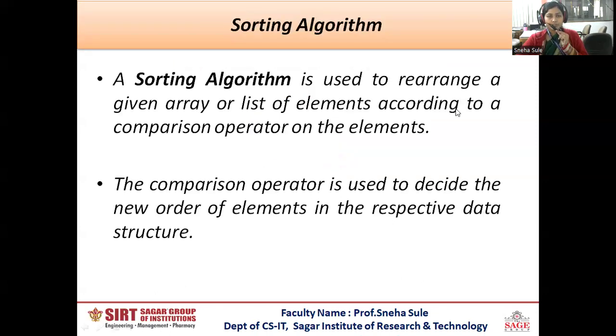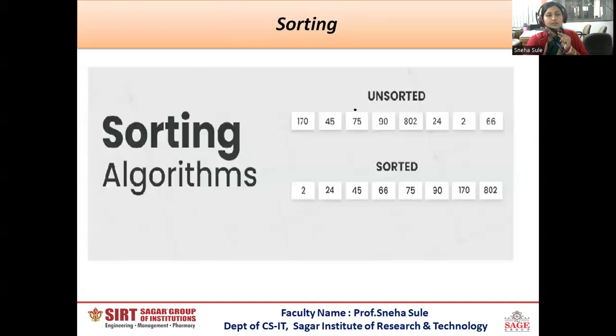A sorting algorithm is used to arrange a given array or list of elements according to a comparison operator on the elements. So what is sorting? Sorting is arranging a given list of elements in an array in either ascending or descending order depending upon some criteria. That criteria is called the comparison operator. The comparison operator is used to decide the new order of elements in the respective data structure.